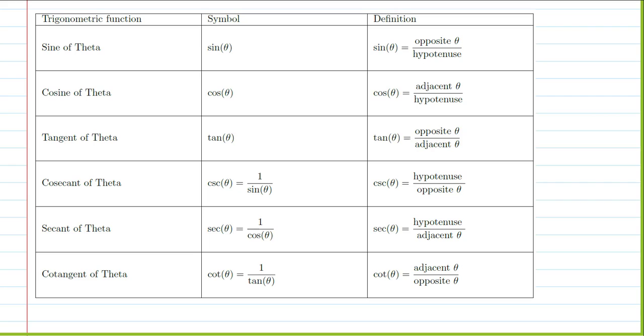Similarly, secant is 1 over cosine, or hypotenuse over adjacent, and cotangent is 1 over tangent, which would be the reciprocal and would be adjacent over opposite. So we are going to need to memorize these 6 things. They are the fundamental basis for right triangle trigonometry. So we're going to need to know these definitions of sine, cosine, tangent, cosecant, secant, and cotangent.